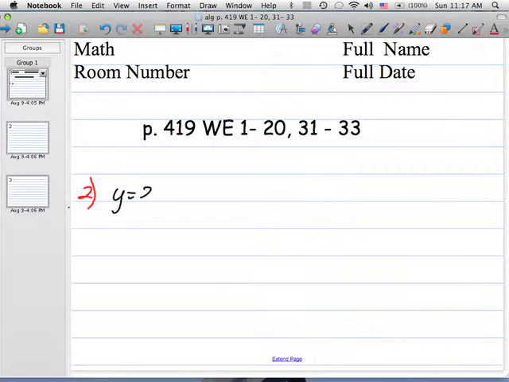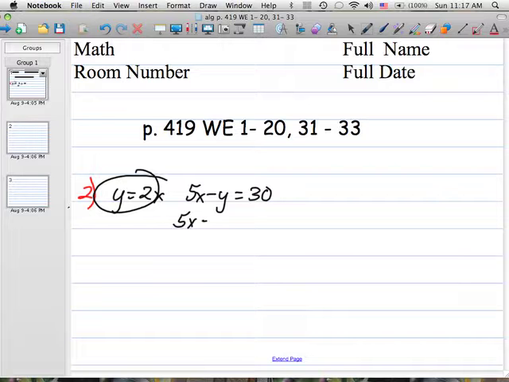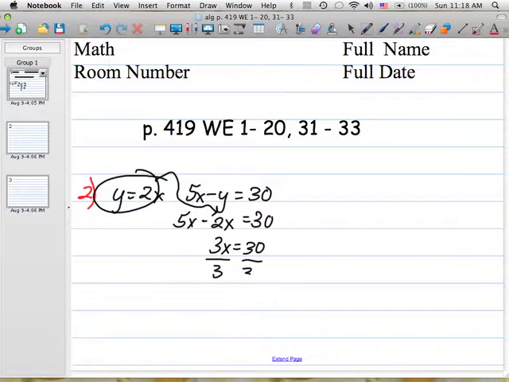We have y equals 2x and 5x minus y equals 30. Since this is already solved for one variable, we're just going to put it in over here. So where I see y, I'm going to substitute in 2x. That's why it's called the substitution method. And 5x take away 2x is 3x. Divide both sides by 3, and I find out that x is 10.